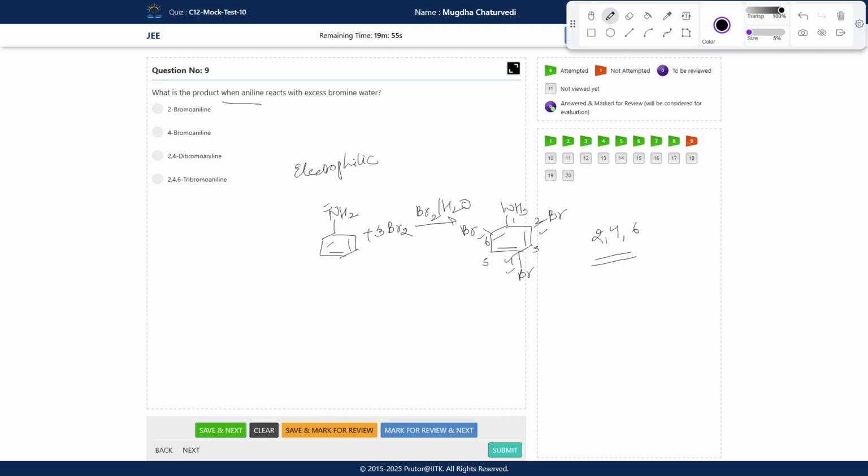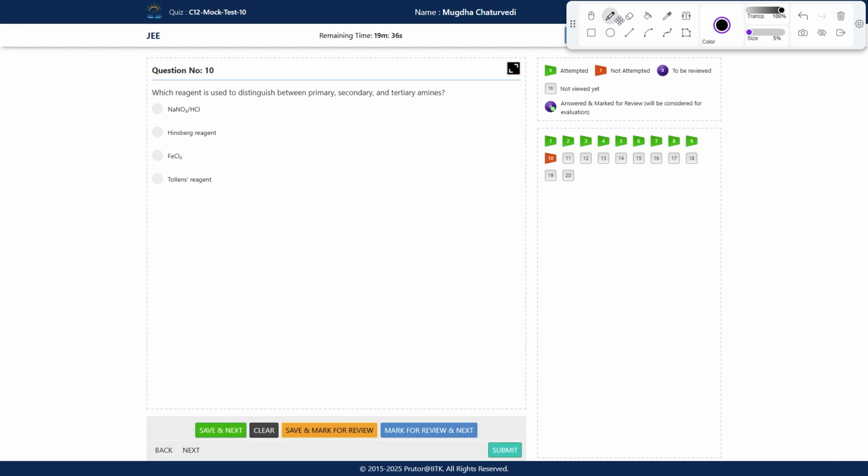This is because of the highly activating nature of this NH2 group. Okay, so the correct option will be 2, 4, 6 tribromoaniline. So this tri indicates that 3 bromine groups are there. So this is the correct answer. Now let us move on to the next question.